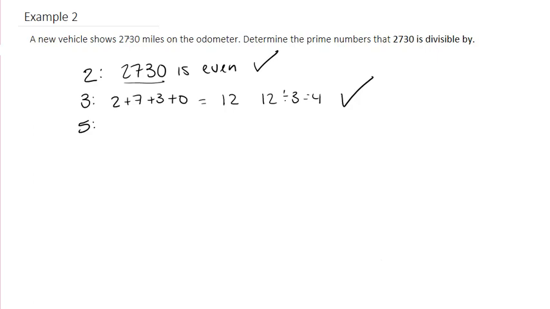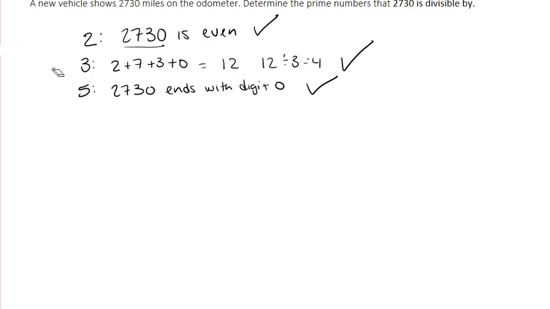Now 5. Now 2,730 ends with the digit 0. So that checks out as well. Now the next thing we would start doing is long division. But before we do that, let's look at the other numbers. To look at the other numbers, we're going to use long division.